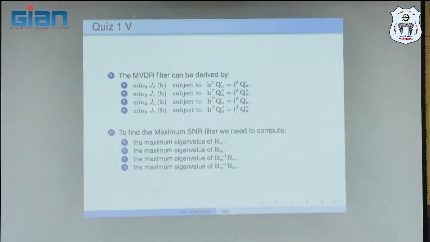It minimizes JN. Now, regarding the constraint, subject to, this is the signal subspace. So this is the distortionless constraint. So C, correct. Okay? Number 10. To find the maximum SNR filter, we need to compute A, B, C, D. D, the maximum eigenvalue of RV minus 1 Rx. Okay, correct.